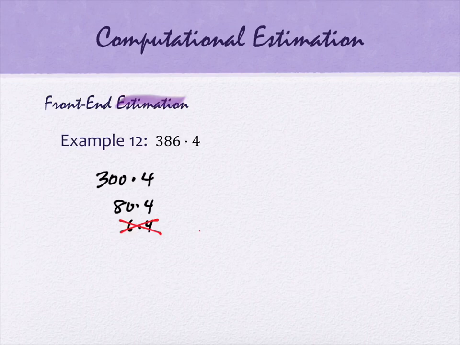So we do 300 times 4, and 300 times 4 is 1,200. Good, 1,200. We have 80 times 4. 320, yeah, it's 32, and then a 0 through 320, and then we add them together to get 1,520. And the actual answer is 24 more than that, 1,544. But again, the point is we're close, right?